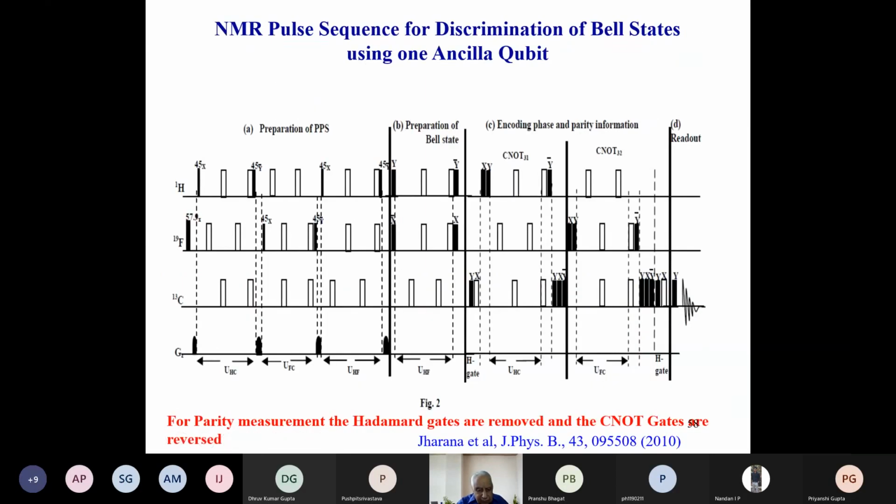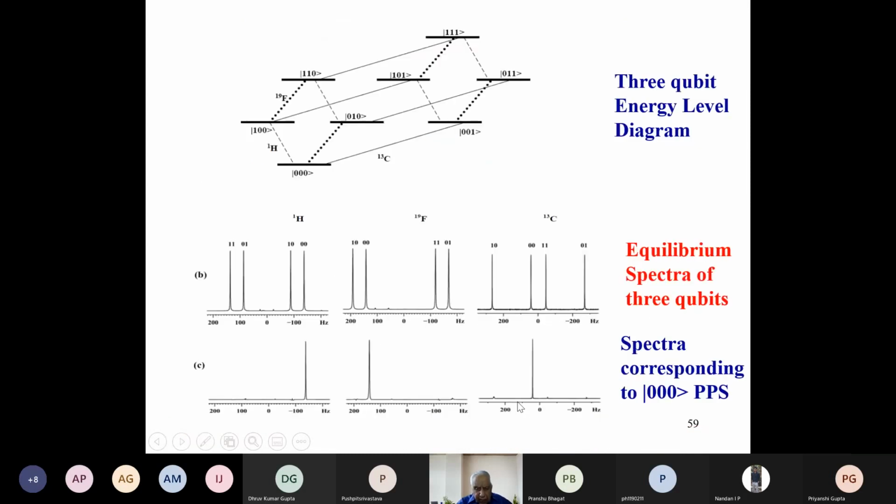The pulse sequence for discrimination of Bell states has 4 parts: preparation of pseudo-pure states, which is done earlier, preparation of Bell states, and encoding phase and parity information. For parity measurement, Hadamard gates are removed and CNOT gates are reversed. So this is the phase measurement circuit. And this is, of course, another representation of a pseudo-pure state, showing that we have excess population in only 000. All others are equal.